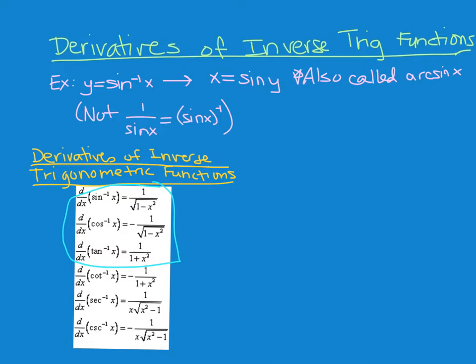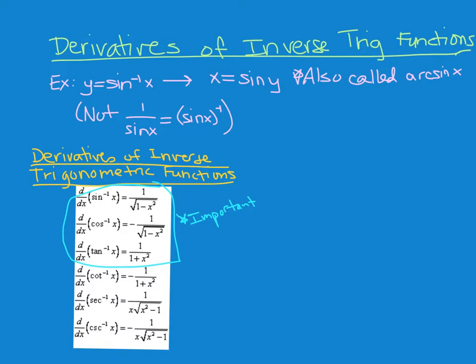The bottom 3 are less important because with the bottom 3, you can get them using the top 3 and the quotient rule. Not the most ideal thing to do, but if you're really not good at memorizing things, that's the way to do it. These top ones, however, are pretty important. They will come up. So unfortunately, you do need to know those top 3.